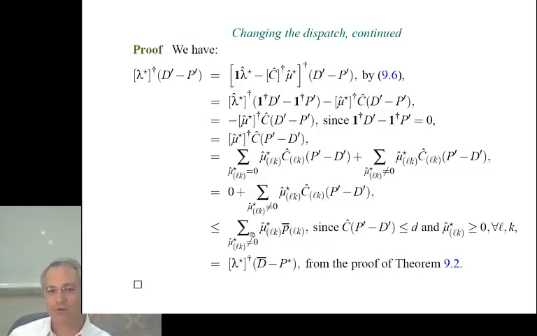But that is in turn equal to lambda star transpose times D overline minus P star. So we've just proved that the congestion rent under this modified demand is less than or equal to the congestion rent under the original demand that gave rise to the prices lambda star.